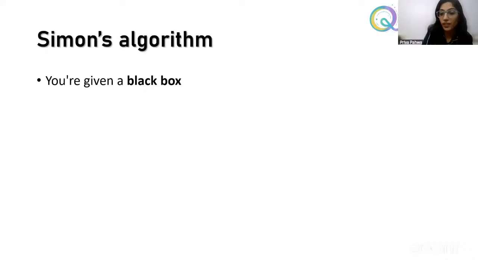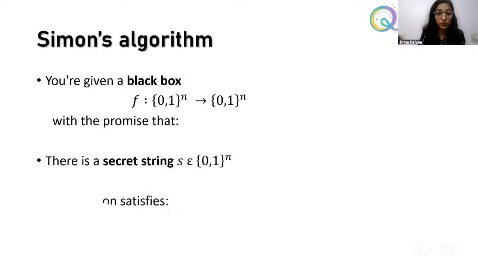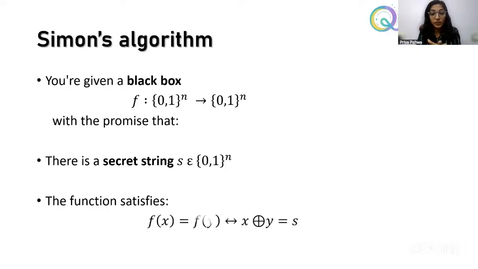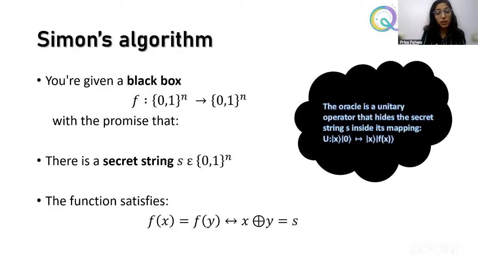So let's suppose we are given a black box, okay? And this is a function which goes from n-bit strings of 0 and 1 to again n-bit strings. And there is a promise that comes along with it, that there's a secret string s hidden in it. Now, the point is that the function satisfies this condition, okay? And the oracle we are talking about is obviously a unitary operator, and it has hidden that secret string s inside its mapping like this.